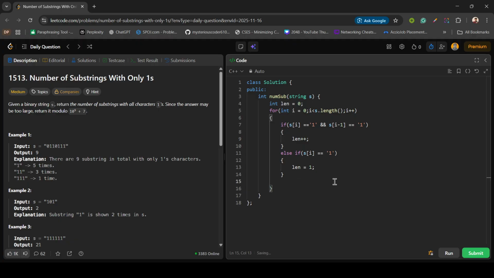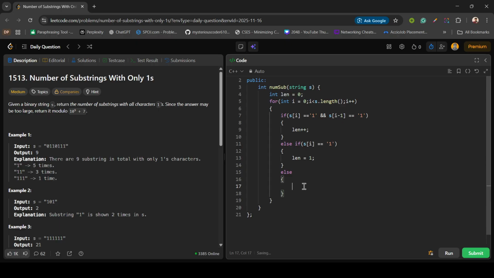And here I will start with else, if i is not equal to 1, it means we have the length, we have the count of length, right? From here we have the count, basically the size of the substring containing the number of ones, the length of the substring containing only one.